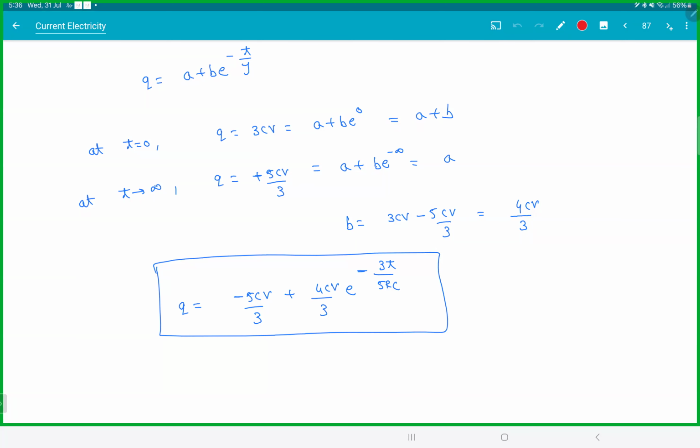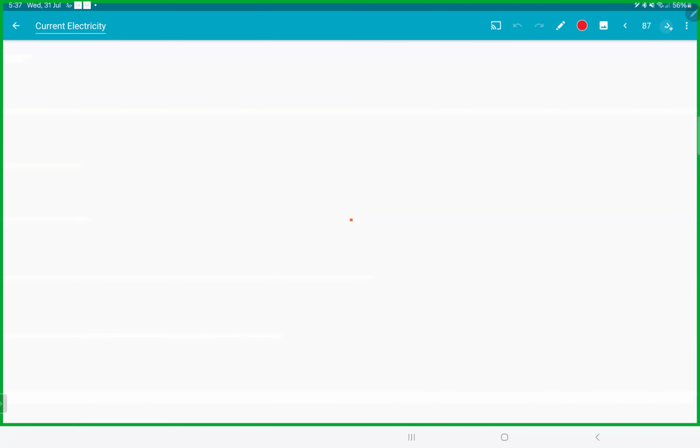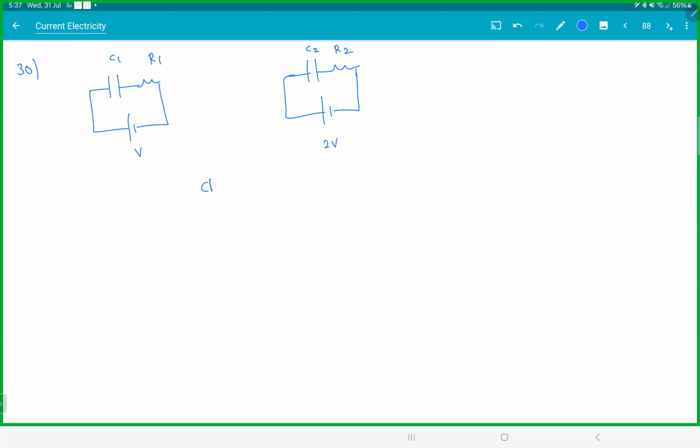Let's start with a question. The last thing we were doing was RC circuits. So we have two circuits here: C1, R1 connected to a battery V, and C2, R2 connected to a 2V battery. Now in both of these, both are charging circuits.